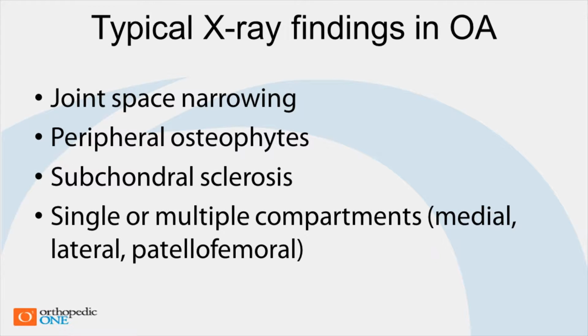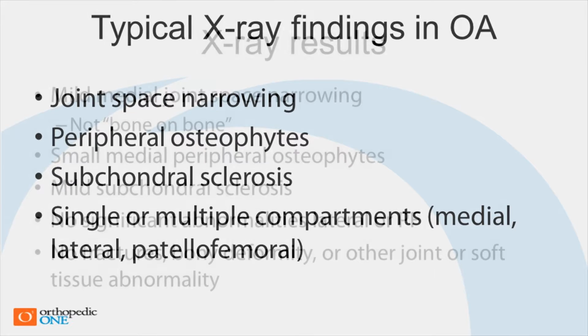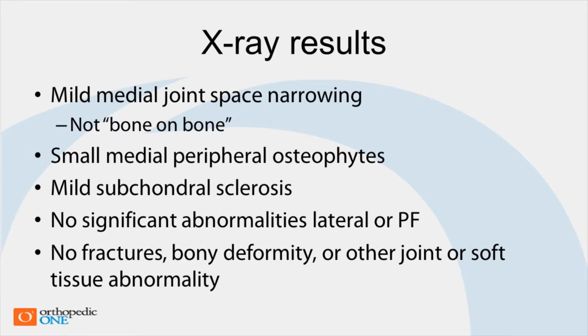The typical findings, as Dr. Reeder mentioned, are joint space narrowing, peripheral osteophytes, subchondral sclerosis, and involvement of single or multiple compartments, and that'll become important as our speakers who talk about arthroplasty will get into later. The findings in this patient include mild medial joint space narrowing, but not the so-called bone-on-bone appearance, small medial peripheral osteophytes, mild subchondral sclerosis, and no evidence of fracture, bony deformity, or other bone, joint, or soft tissue abnormality.